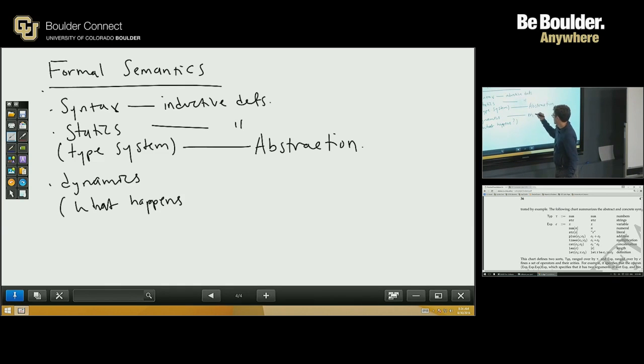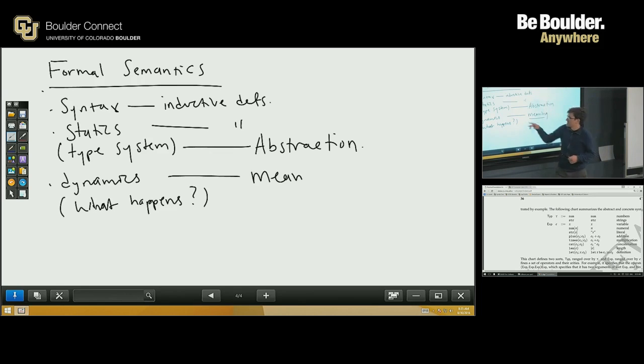So both the type system and the dynamics are really about meaning, but the dynamics is really about concrete meaning, like what actually happens when your program runs. And the type system is about the abstract meaning of your program before you run it.